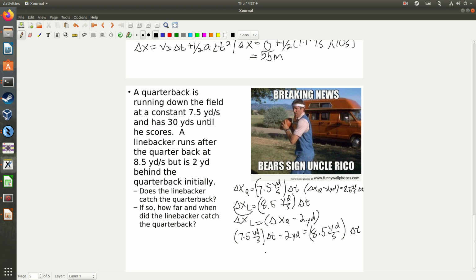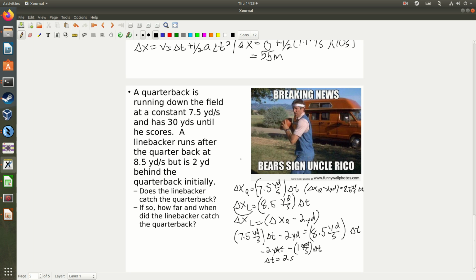Moving that to the other side is going to give me a negative 2 yards is equal to a negative 1 yard per second, delta T. Negative, negative, we want to be positive. The yards will cancel, and your time is going to be 2 seconds. So it's going to take the linebacker 2 seconds to catch the quarterback.